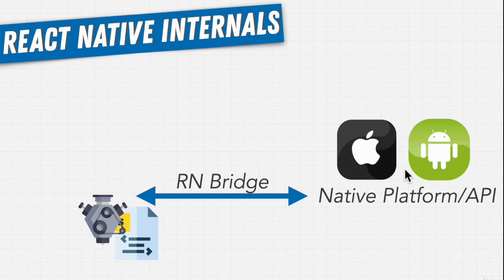So Hermes was created to say, hey, don't use JavaScript core because it's bloated, it's heavy, it's not as performant. Instead, use Hermes, a new JavaScript engine that is optimized for Android. How cool is that?